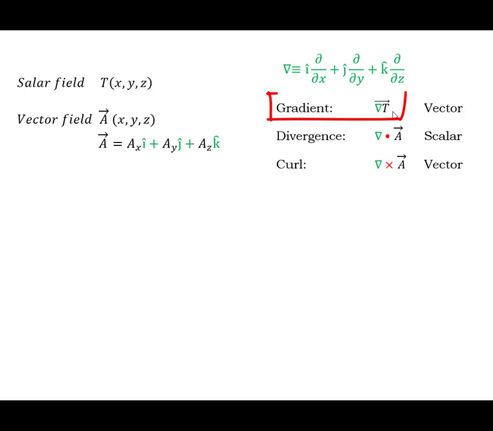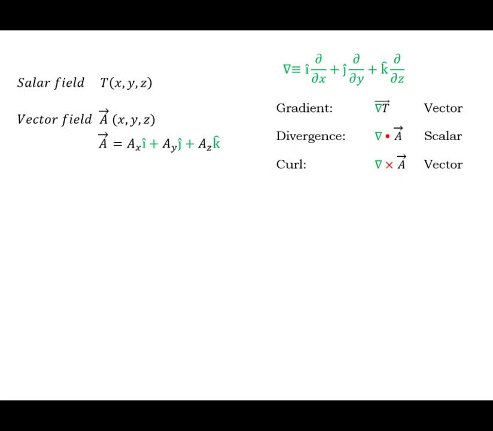Here the gradient of a scalar is equivalent to the slope of the field. Divergence of a vector gives the amount of vector which is expanding or contracting at any point. The curl of any vector field gives the amount of rotation of that vector around any point in question.